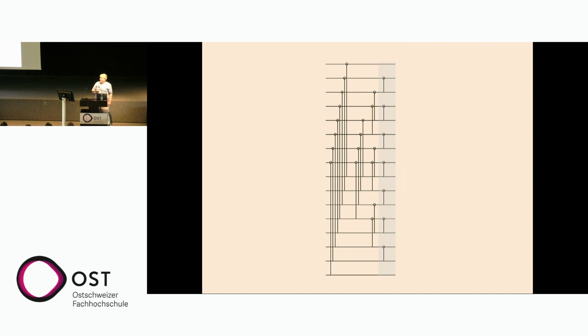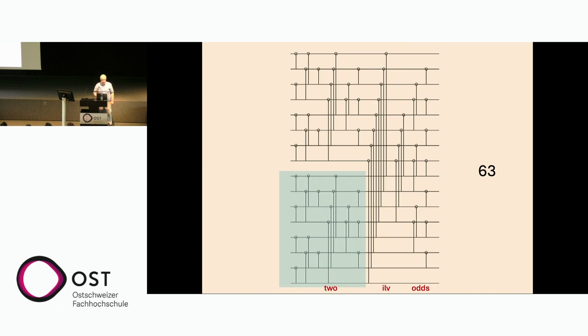So that's a picture of the odd-even merge for 16 inputs. The blue part is a picture of that odds thing. And that can be used to make a sorter by recursively applying two half-size sorters at the beginning and then having the odd-even merge. And this in total has 63 comparators.